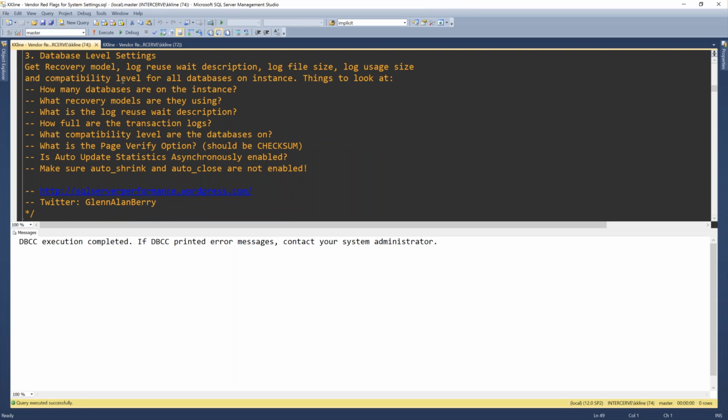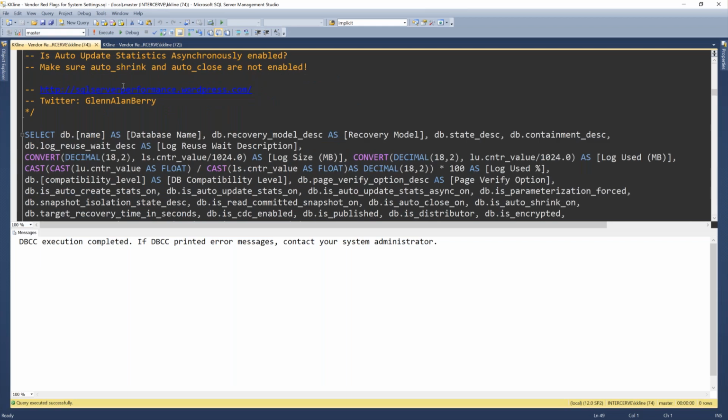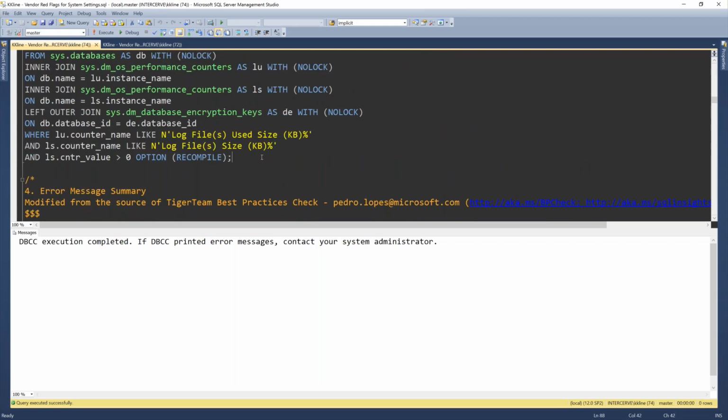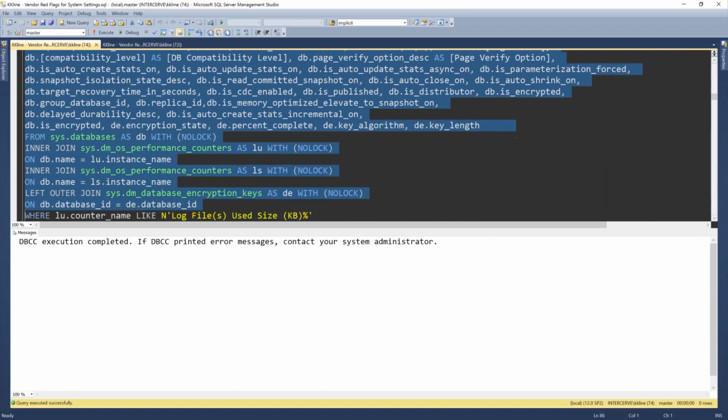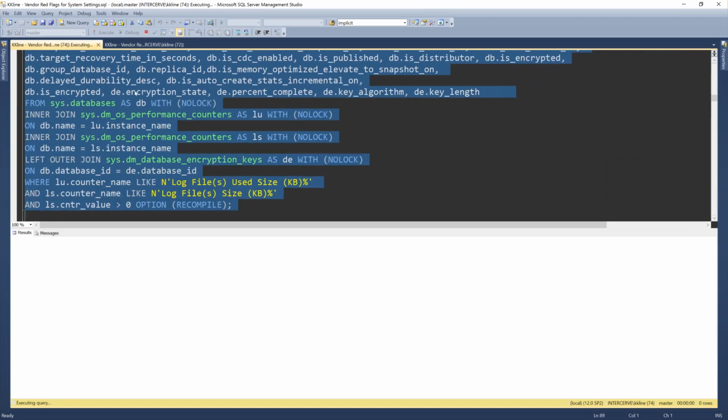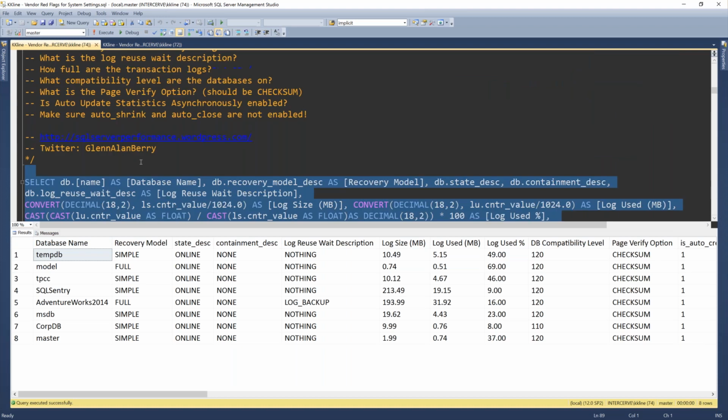Database level settings. Again, these are things that you want to keep an eye on. The different vendors will set some of these without you knowing about it. Conversely, they won't change anything at different times when they should have changed it. So let me go ahead and highlight this for execution. And while that's executing, I'll mention some of these things here.